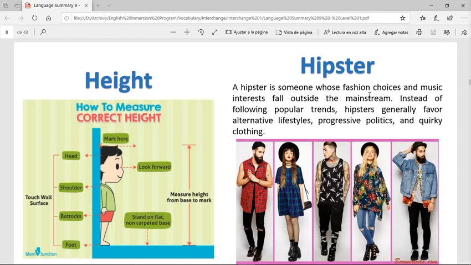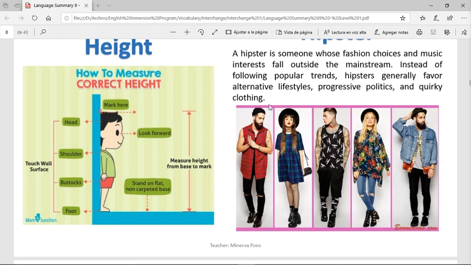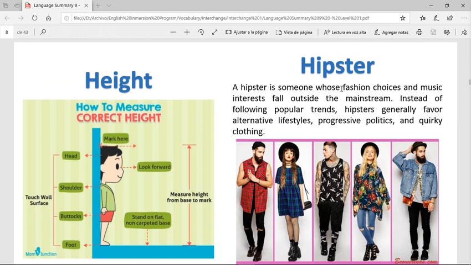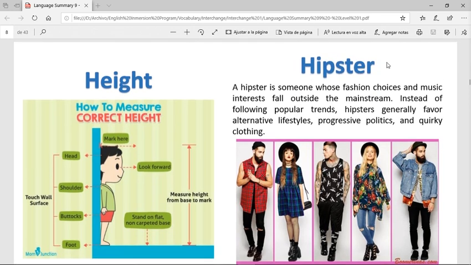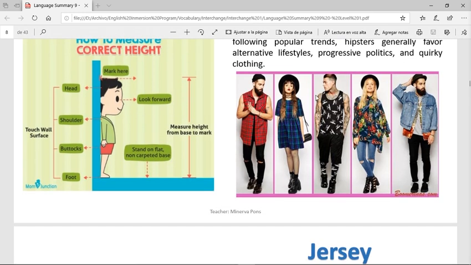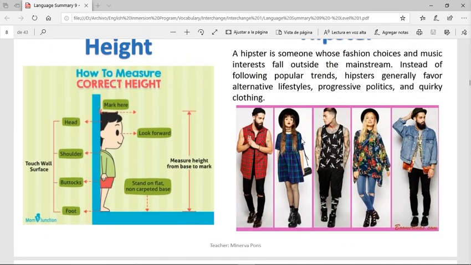A hipster is someone whose fashion choices and music interests fall outside the mainstream, what's popular. Instead of following popular trends, hipsters generally favor alternative lifestyles, progressive politics, and quirky clothing. It's basically people that don't want to go with the popular things and want to dress and be different. But it's kind of ironic because hipster became popular a couple of years ago. So everybody was... Hipster became mainstream. So it's like it stopped being hipster at that moment. It's really funny. But okay, this is hipster. They're hipster people. It's a type of clothing and stuff.